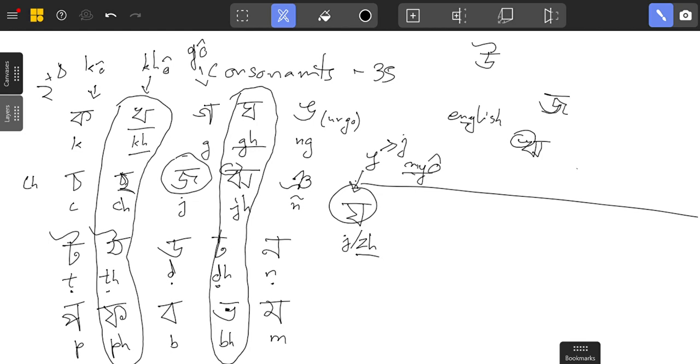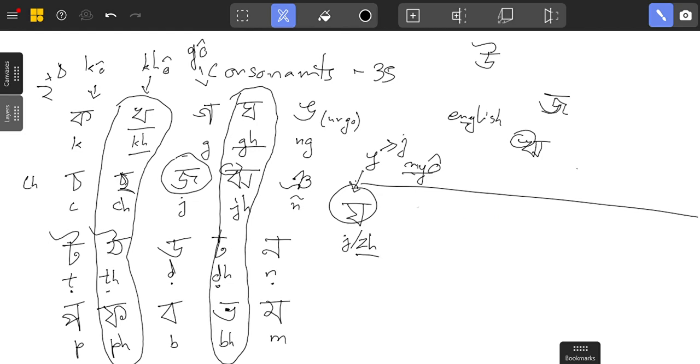Don't pronounce it as zaw, although some people in Eastern Bengal do pronounce these letters as zaw, but that's not how standard Bengali is pronounced. In standard Bengali, both are jaw, or you can pronounce it as jaw, jaw.